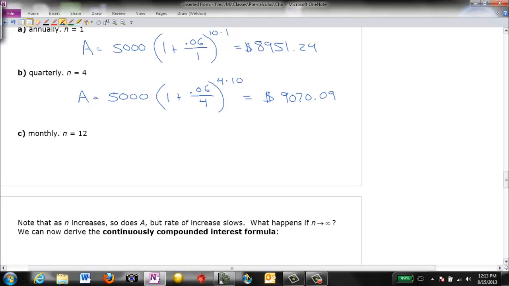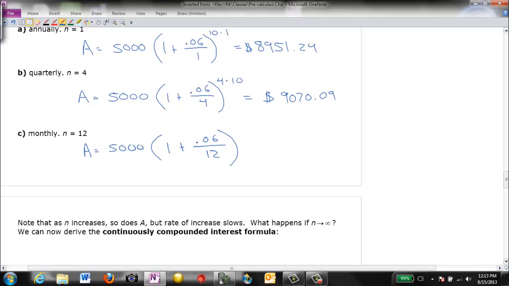Okay, let's do it one more time. This time we're going to compound 12 times per year and see how that affects our account balance. So our account balance is equal to 5,000, our initial investment, times 1 plus. I'm going to take that 6% and chop it up over 12 compoundings per year, so each compounding gets 1/12 of 6.